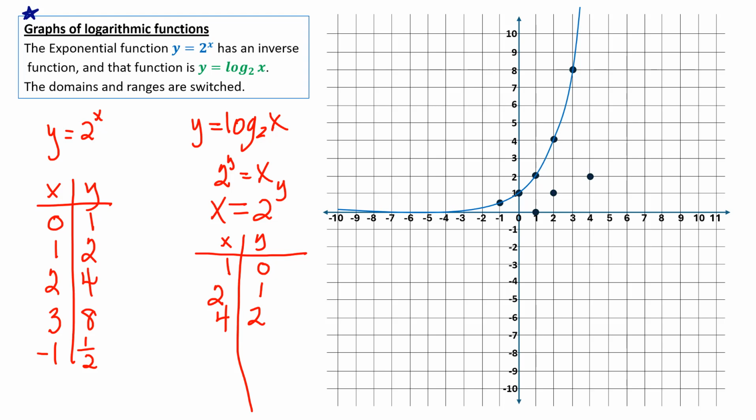If I put in 3 for y, 2 cubed is 8. Now the 8 and the 3 are switched from where they were before, so I have (8, 3) on the graph. And then if I put in -1 for y, that's going to be 2 to the -1, which is 1/2. And so the point (1/2, -1) is on this graph. So you can see that it looks exactly like the exponential function, but it is reflected across the line y equals x, because all the numbers that were x's are now y's, and all the numbers that were y's are now x's.